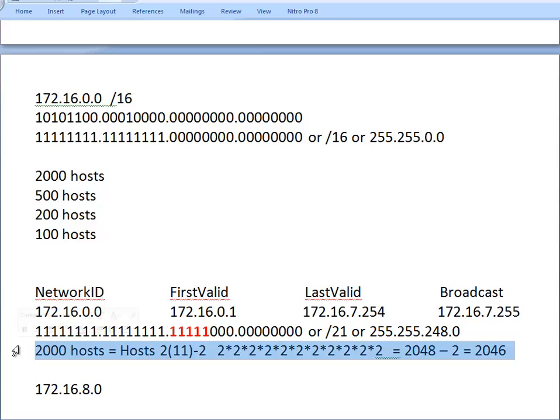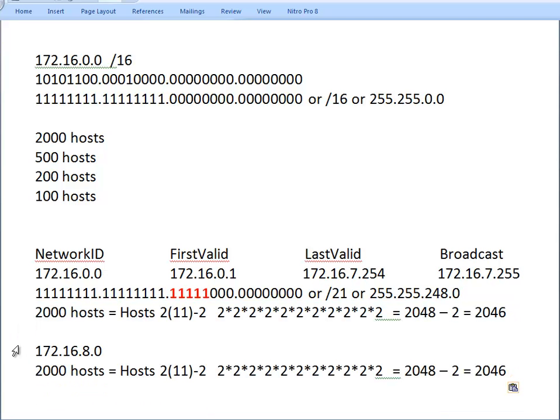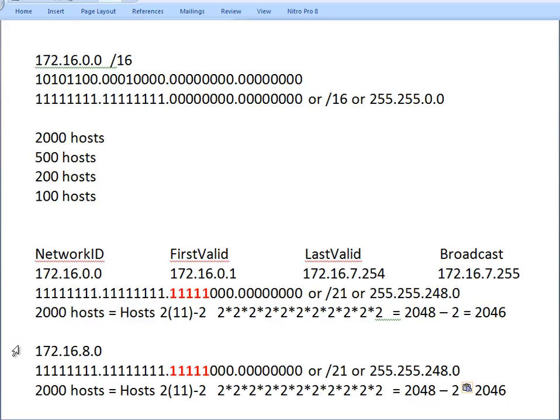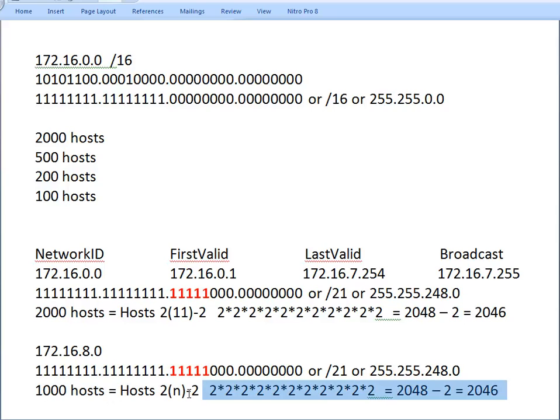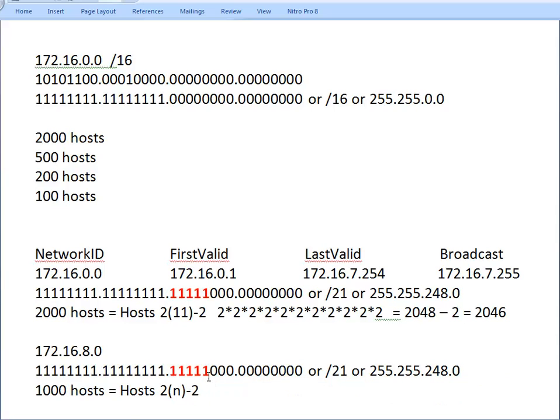Okay, next one, we're going to need 1000 hosts. I'm just going to copy and paste some stuff. So 1000 hosts, I'm going to change this to n. Okay, change this back to 0, 1, 2, 3, 4, 5.